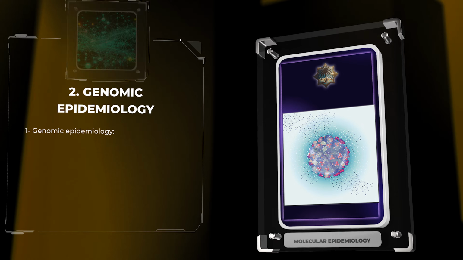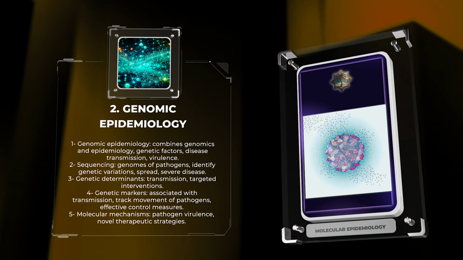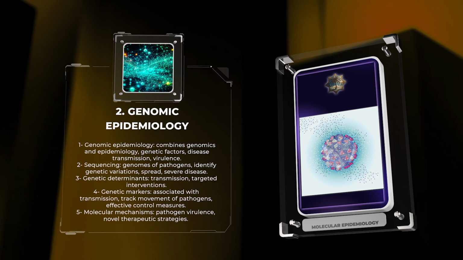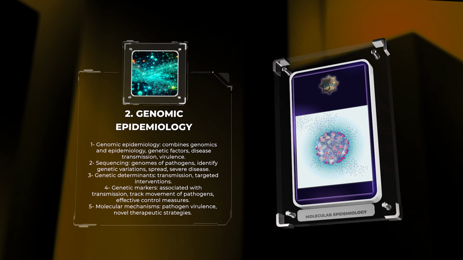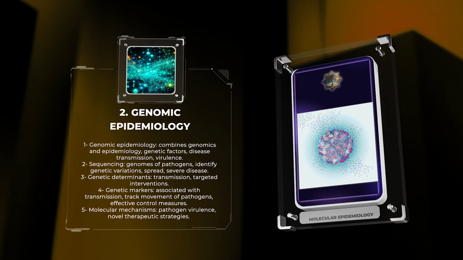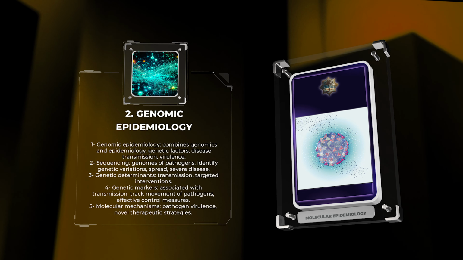environment. Genomic epidemiology combines the principles of genomics and epidemiology to investigate the genetic factors influencing disease transmission and virulence. By sequencing the genomes of pathogens, we can identify genetic variations that contribute to their ability to spread and cause severe disease. Understanding the genetic determinants of transmission can aid in the development of targeted interventions.